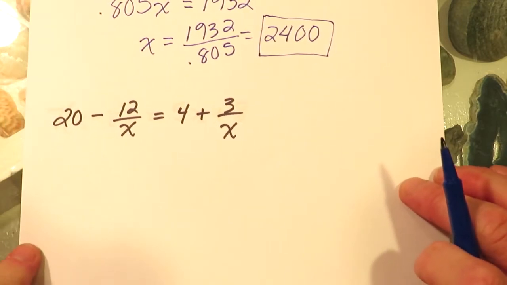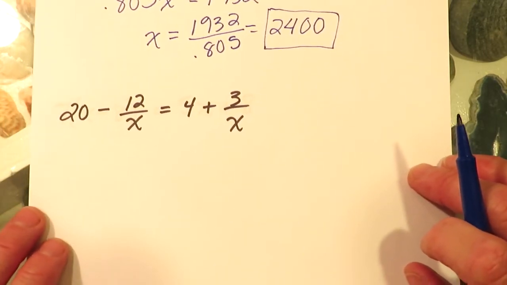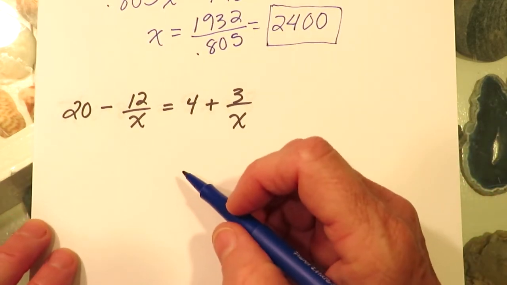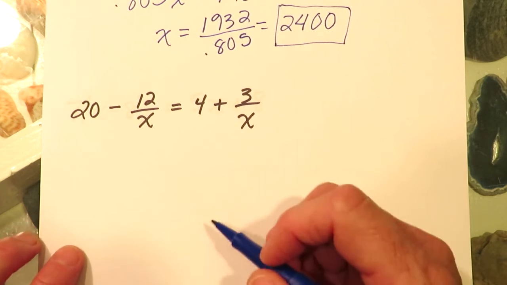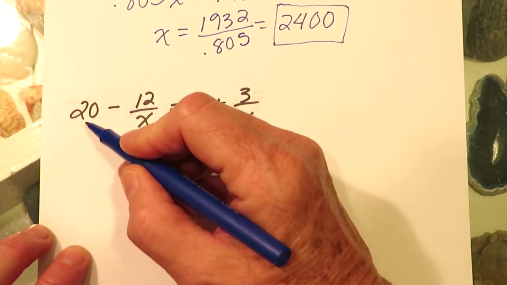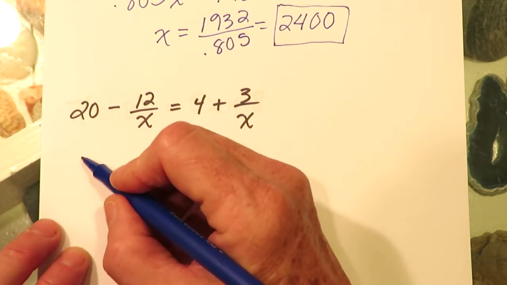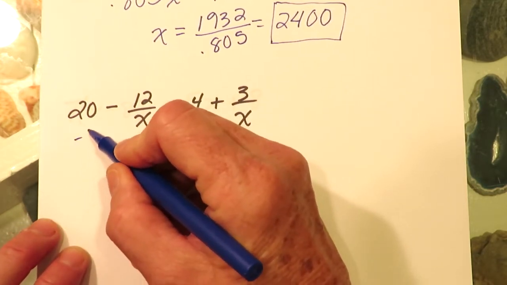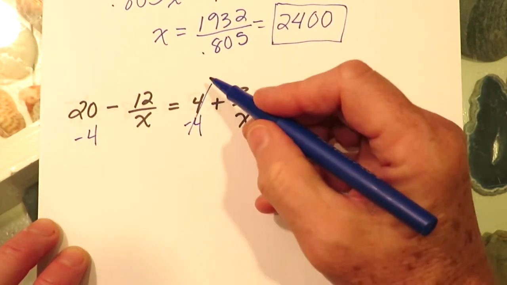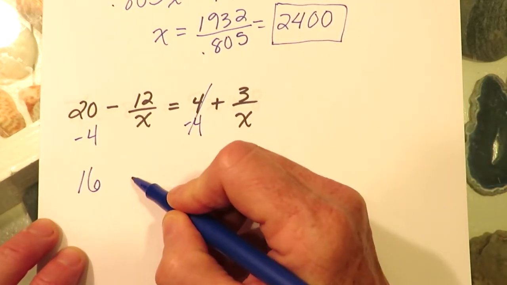Looking at this example, again, I can't just start undoing order of operations. My variable shows up in a couple of different places. I do want to collect like terms. So the 4 is a number, the 20 is a number, a set number. So let's collect like terms by subtracting 4 from both sides. And the 4 then is undone on this side, and I get 16 over here.